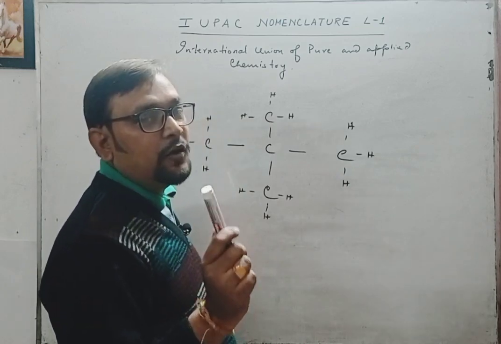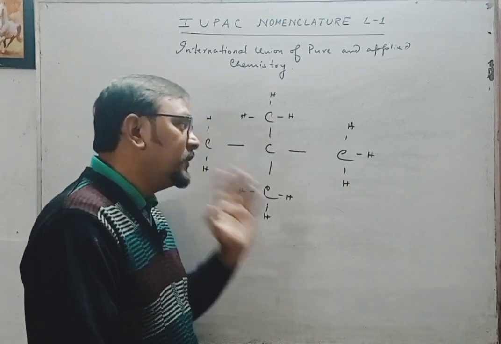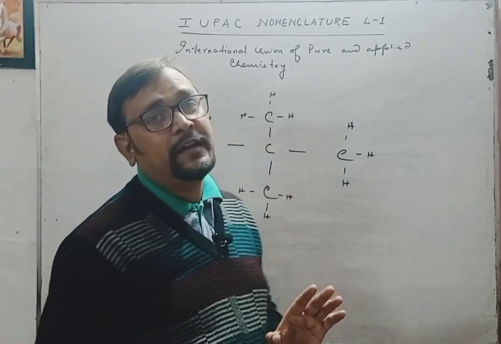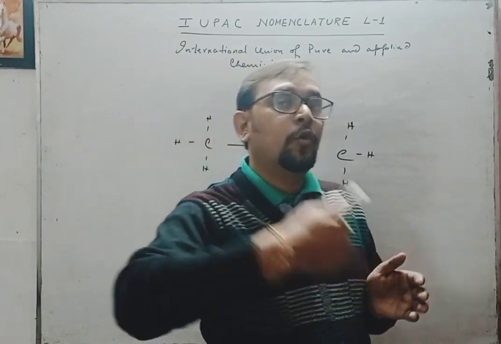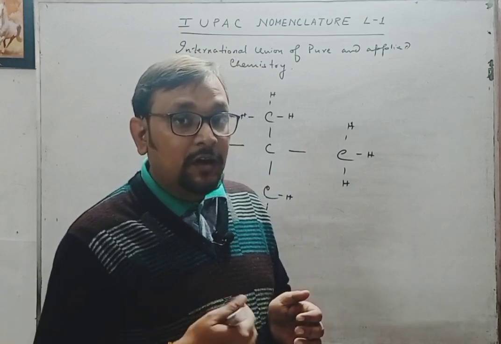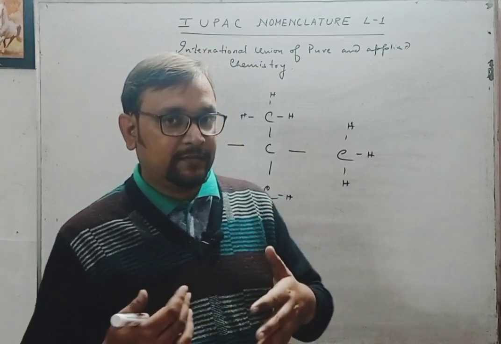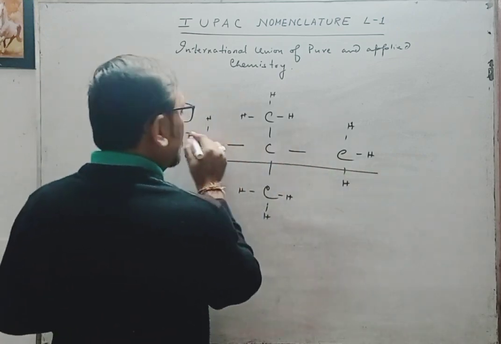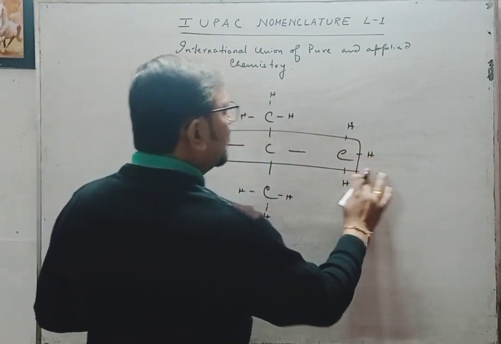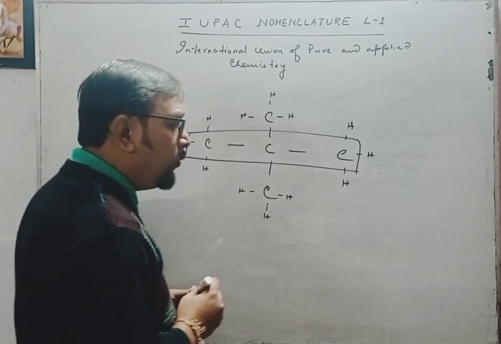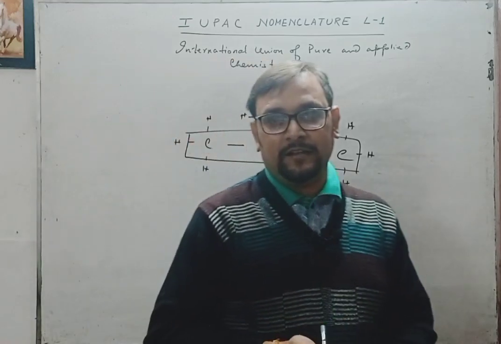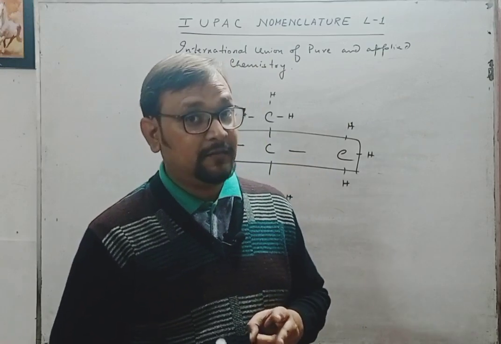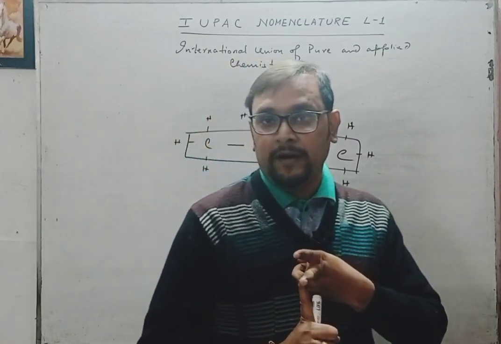So while selecting the longest chain, we need to be very much clear that I have to select the longest chain in such a way that I will not go back again. I will not count the same carbon twice. Understood? So this is my longest chain. So I have marked the longest chain. Now once you mark the longest chain, the second step is the numbering. Yes. Now you have to do the numbering part.